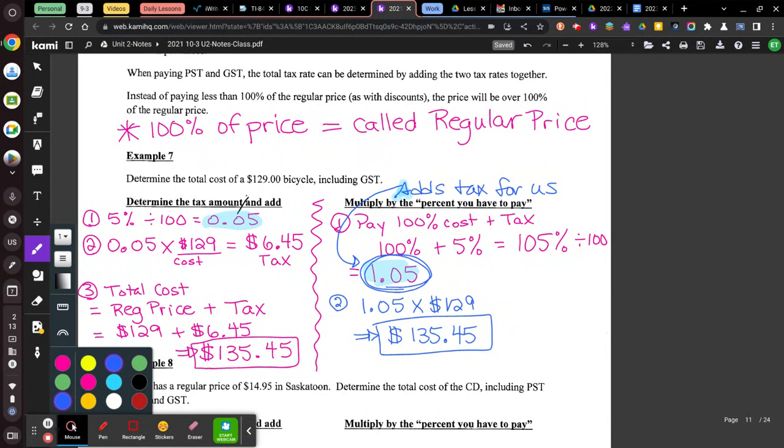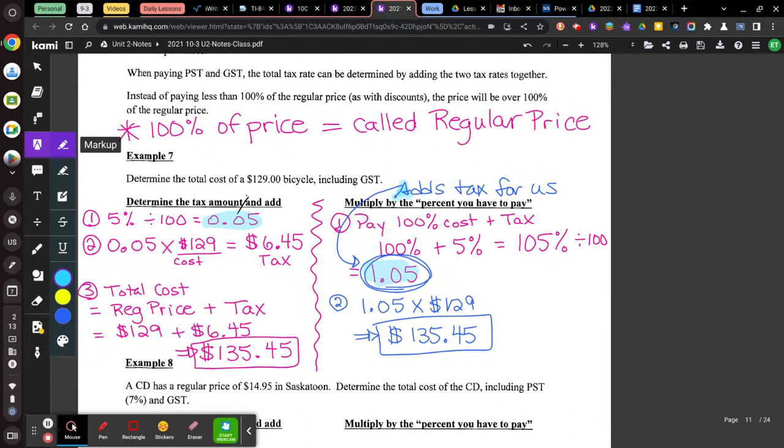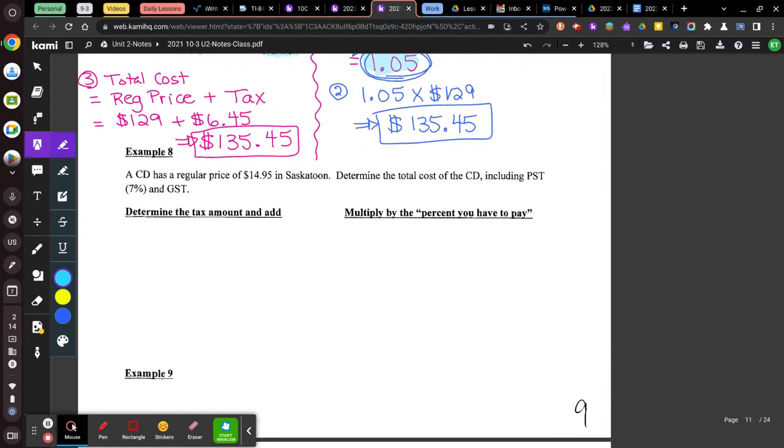Now, if they ask you specifically what the GST is, you have to do it the way on the left, because this way tells you specifically what the GST is without the money added to it to begin with. That's just the GST on what you're buying. On the right-hand side, they don't tell you what GST is. If you want to find out what GST is, you have to subtract the regular and the sales price. Okay? All right, number 8.